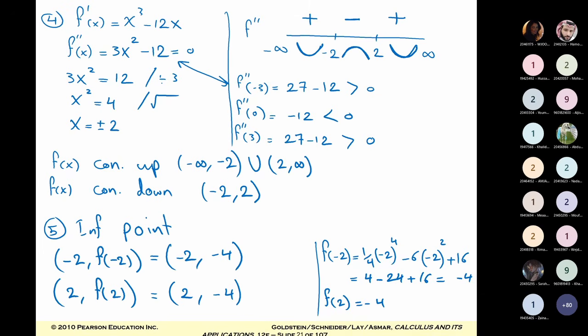Let's check. Negative 2 to the power 4, 16 over 4, 4, and I have minus 2 square 4 multiply 6, 24. The subtraction, minus 20, plus 16 equals negative 4. Negative 4.